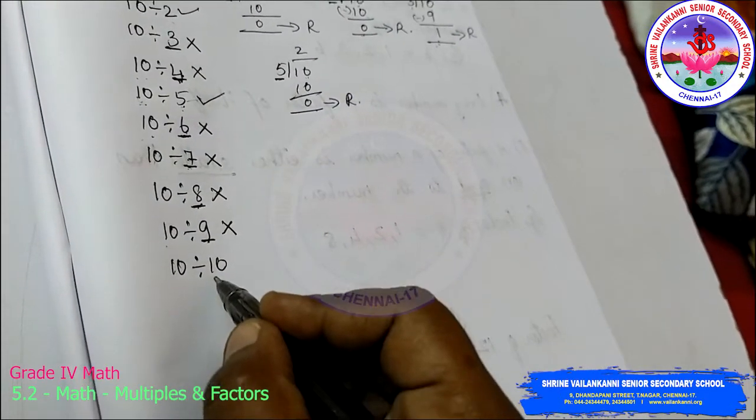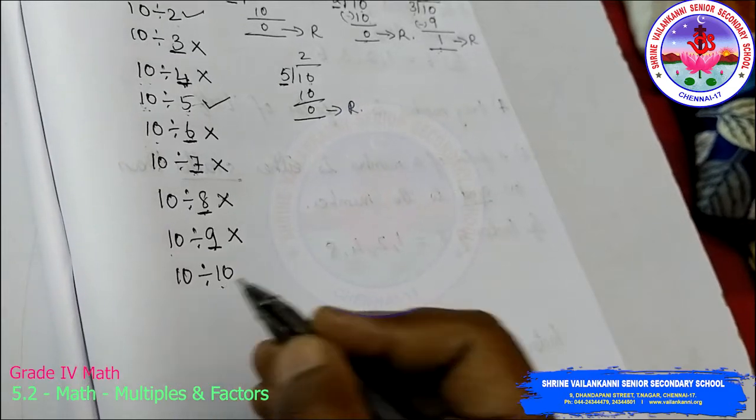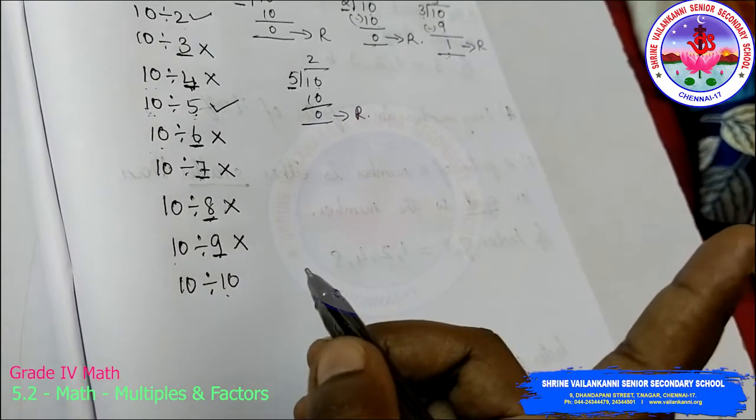Then 10. In the 10 table, how many times will we get 10? 10 ones are 10.